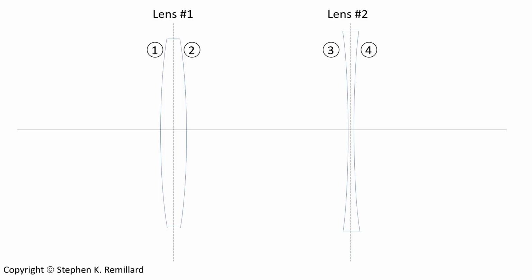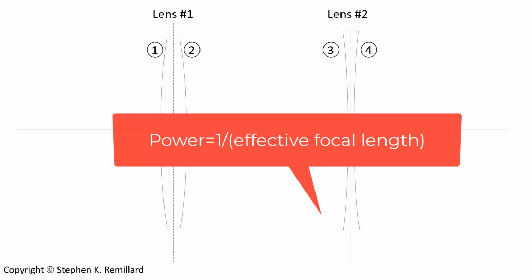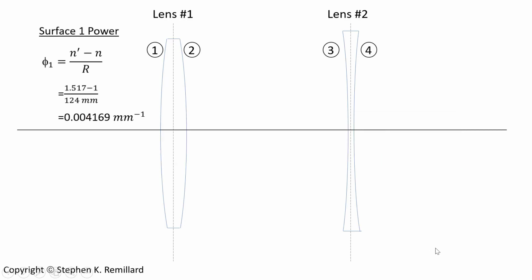The first objective is to find the focal length of the lenses, which is the inverse of the power of the lenses. And to find the power of the lenses, we need to find the power of each surface. Altogether, there are 4 surfaces in this problem. First, find the power of the first surface. Power is the difference in the refractive indices between the two sides of the surface, divided by the radius of curvature of the surface in the paraxial limit.